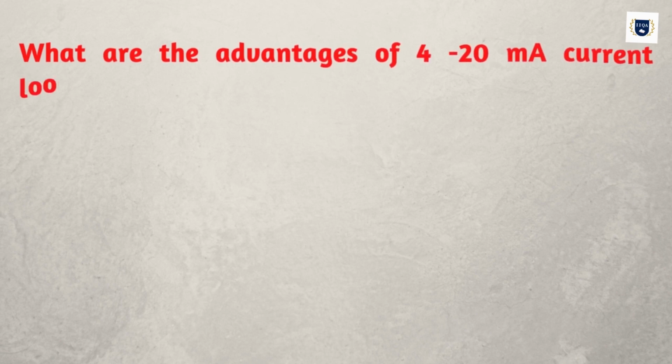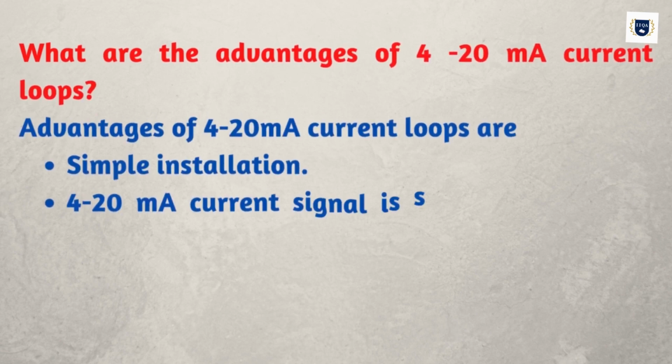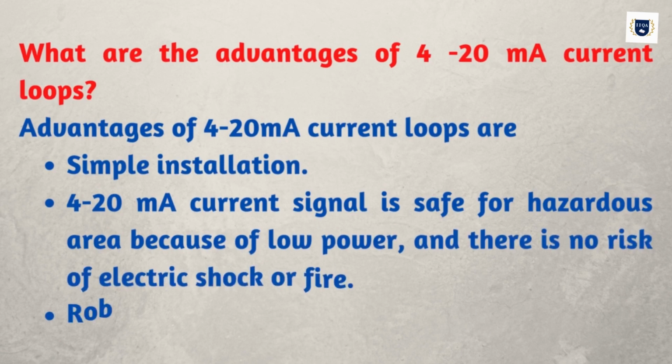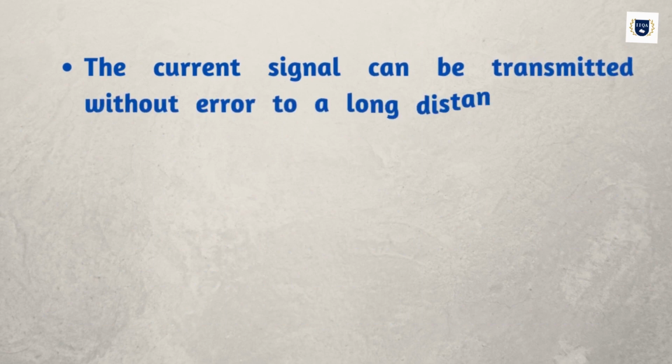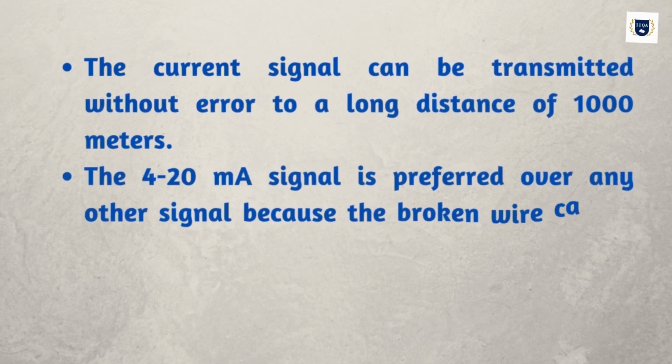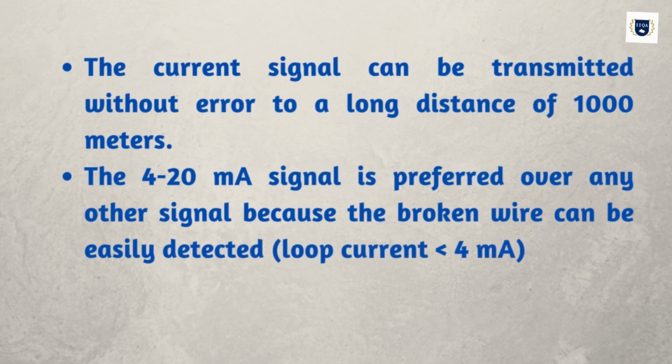What are the advantages of 4 to 20 milliamps current loops? Advantages of 4 to 20 milliamps current loops are: simple installation. The 4 to 20 milliamps current signal is safe for hazardous areas because of low power and there is no risk of electric shock or fire. Robust against background electrical noise. The current signal can be transmitted without error to a long distance of 1000 meters. The 4 to 20 milliamps signal is preferred over any other signal because a broken wire can be easily detected. Loop current less than 4 milliamps.